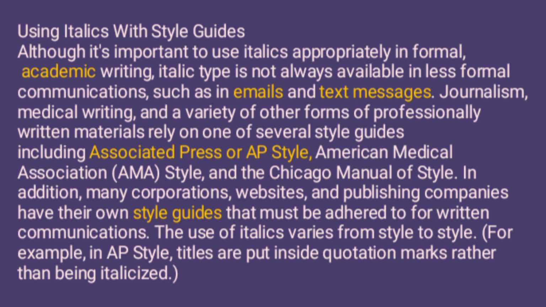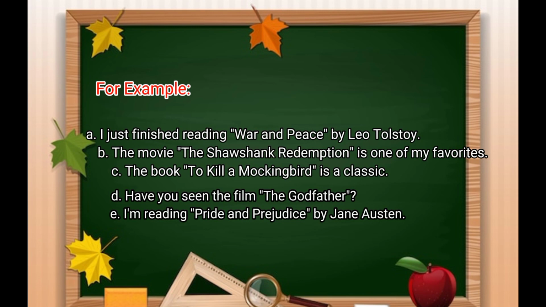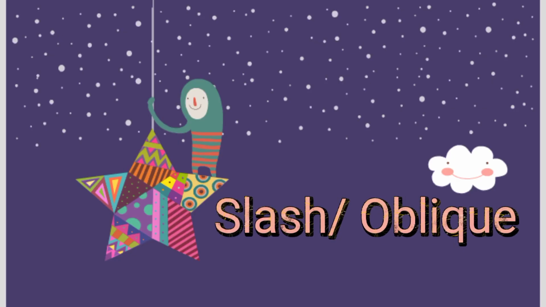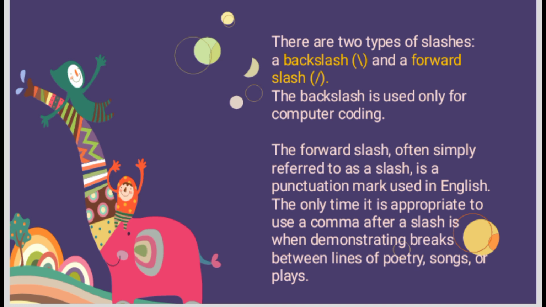For example, in AP style, titles are put inside quotation marks rather than being italicized. Slash or oblique. There are two types of slashes, a backslash and a forward slash. The backslash is used only for computer coding. The forward slash, often simply referred to as a slash, is a punctuation mark used in English. The only time it is appropriate to use a space after a slash is when demonstrating breaks between lines of poetry, songs, or plays.